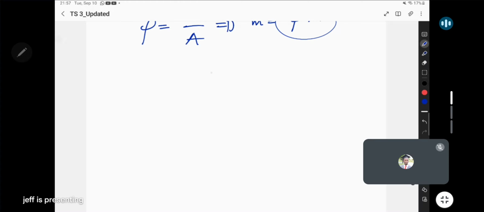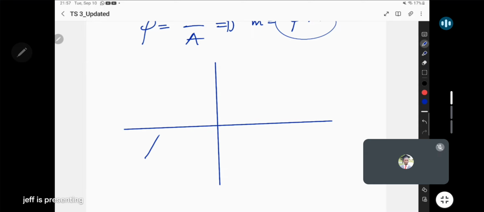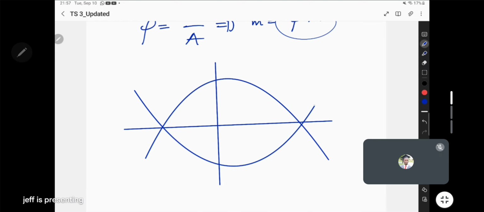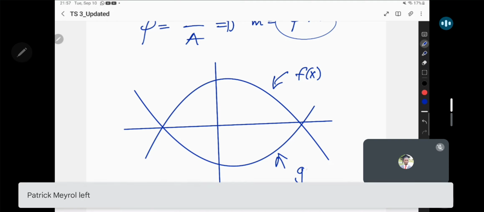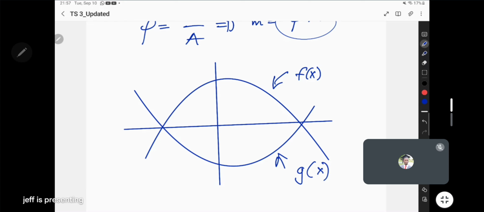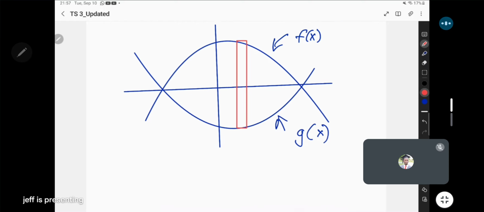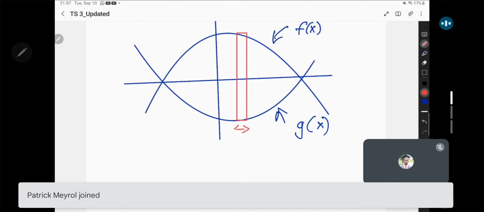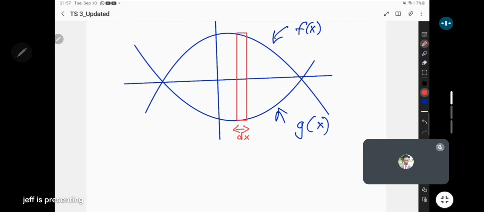So again, let's go to just something general. If you consider a case where you have a graph like that, and a graph like this, where the one on top is f of x, and the one below is g of x. If you wanted to get the area enclosed by these two functions, what you would do, if you're using the differential approach, is pick a small differential section. You can go for a rectangular one like that, and we'll say that this has a thickness in terms of x. That thickness, we can take it as dx.